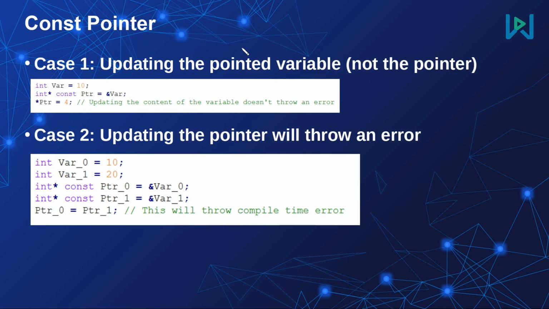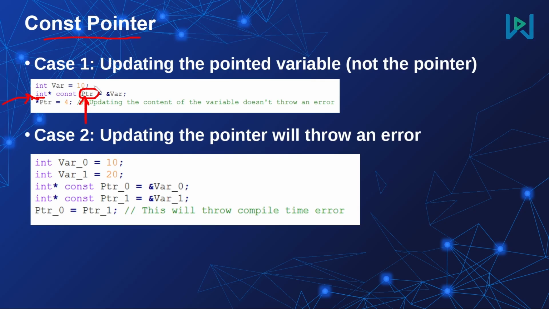Now the second use case of this const and pointers combination will be what is called const pointer. In this case, the const part will be our pointer itself, and the variable that we are pointing to will not be a const. Hence, our pointer cannot be updated. However, the variable that we are pointing to can be updated.